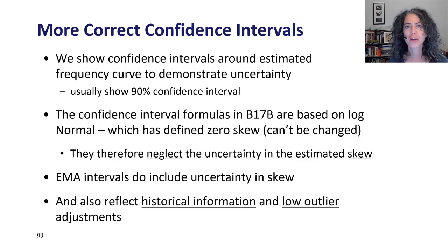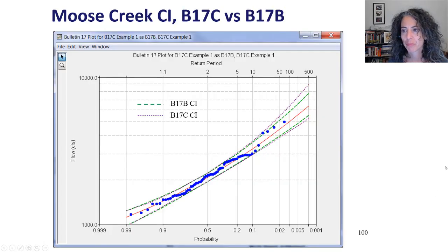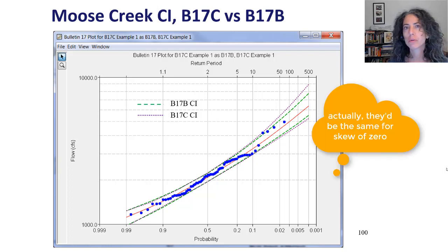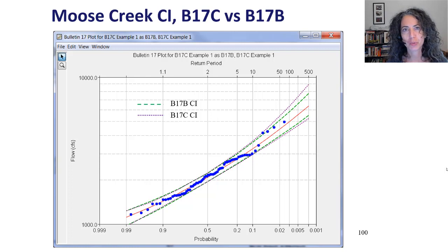Those confidence intervals for EMA also reflect the historical information and the low outlier information, because within the expected moments algorithm, all those computations are done simultaneously rather than one at a time as they're done in the Bulletin 17B approach. Right? So the difference in the confidence intervals would be very small for a log space skew coefficient of 0. And as skew gets further from 0, the differences will increase.